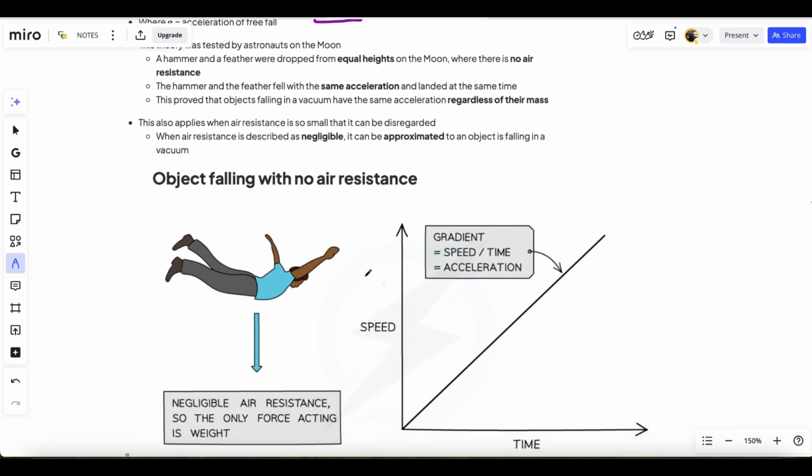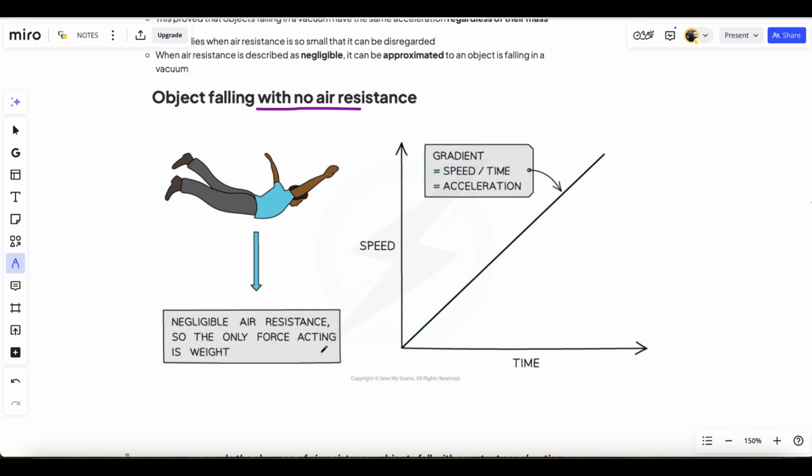So now let's take a look at a falling object, an object falling with no air resistance. If you don't have air resistance, the only thing you have is your weight, meaning you will be falling downward with a constant acceleration. So your graph will be like this if there's no air resistance. Your graph will just be a constant acceleration. You will be moving downward with a constant acceleration, right? So this will be the object with no air resistance.